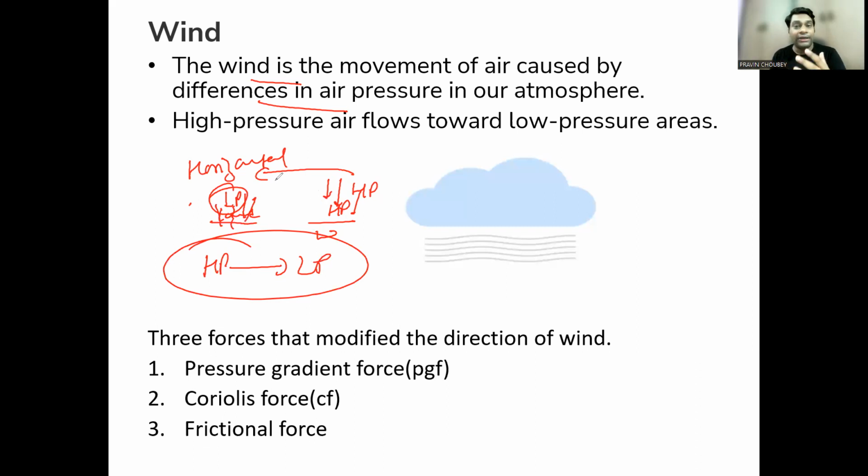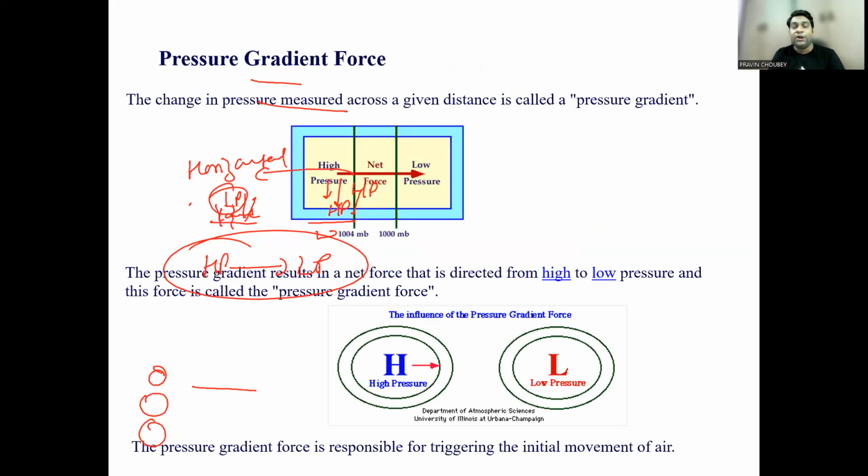Now once the wind is blowing, it is affected, or we can say modified, by three important forces. What are the three important forces? The first is the pressure gradient force. Then the second one is the Coriolis force, again a very important concept in climatology, because the Coriolis force will help you understand the entire wind system. Then the third force is called the frictional force. We will cover all these three forces one by one, and then we'll try to understand what exactly a geostrophic wind is.